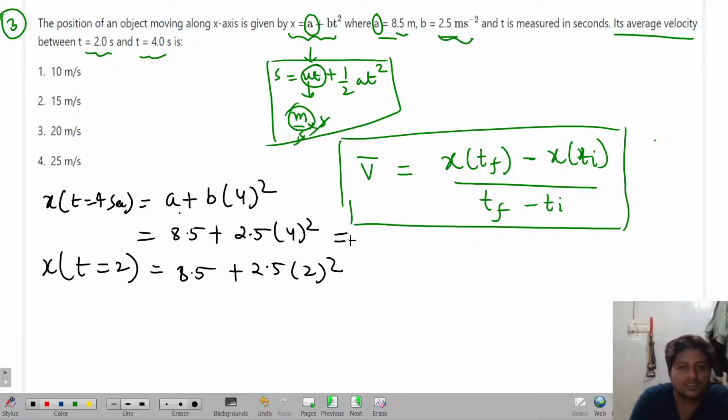What is the answer over here? I think 8.5 plus 4 squared is 16, 16 into 2.5. How much is this? Is I'm audible or not? Sir, 40. Okay, 40 plus 8.5, 48.5. Okay, it is how much?